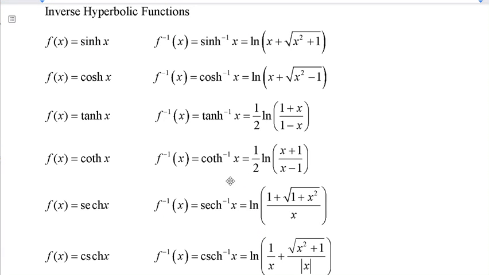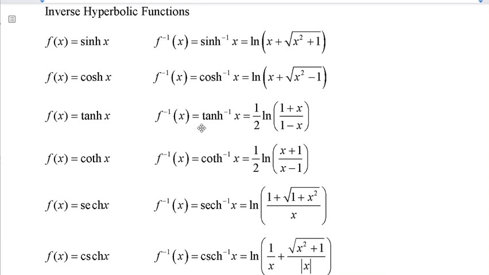These are the inverse functions of the hyperbolic functions. So if the function is hyperbolic sine, then the inverse, which we call inverse hyperbolic sine, is equal to the natural log of x plus the square root of x squared plus 1. If the function is hyperbolic cosine, then the inverse is the natural log of x plus the square root of x squared minus 1. The difference here is this is plus, this is minus.